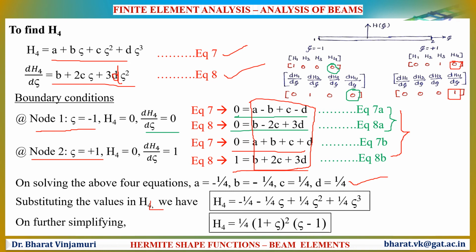Substituting these values in h4, we'll be having h4 is equal to minus 1 by 4 instead of a here, minus 1 by 4 zeta instead of b zeta, 1 by 4 zeta square instead of c zeta square, and 1 by 4 zeta cube instead of d zeta cube. On further simplifying these equations, we will end up with h4 is equal to 1 by 4 multiplied by 1 plus zeta whole square and zeta minus 1. These are the four shape functions which have been obtained.